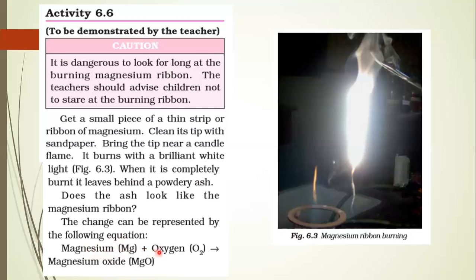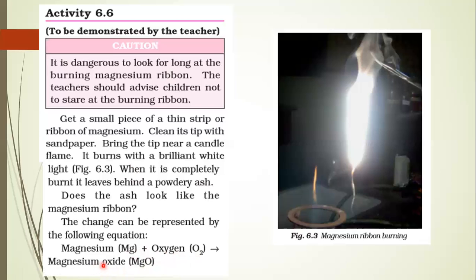Magnesium burns in air, in the presence of oxygen, and the oxygen symbol is O. But oxygen is a diatomic molecule, so whenever we write oxygen, you have to write 2 also down. So magnesium plus oxygen gives magnesium oxide.